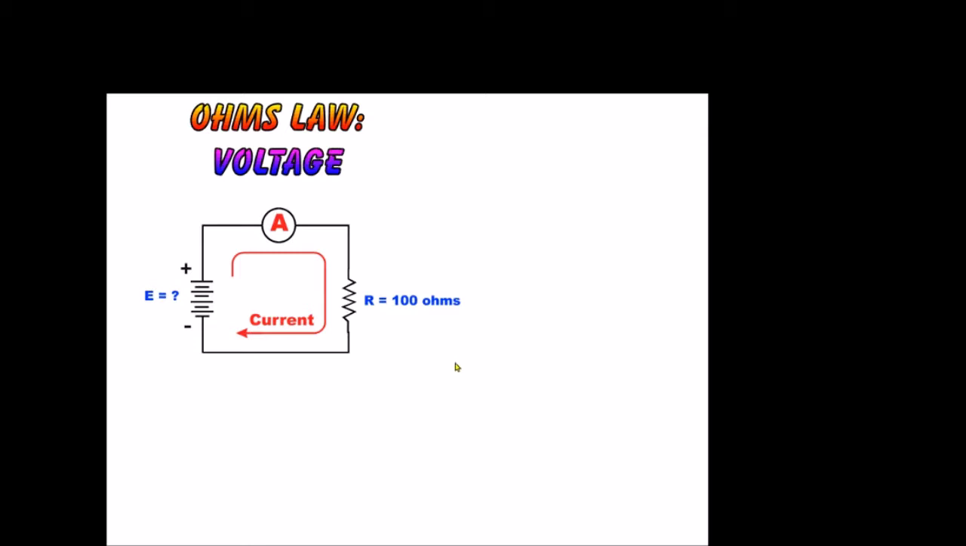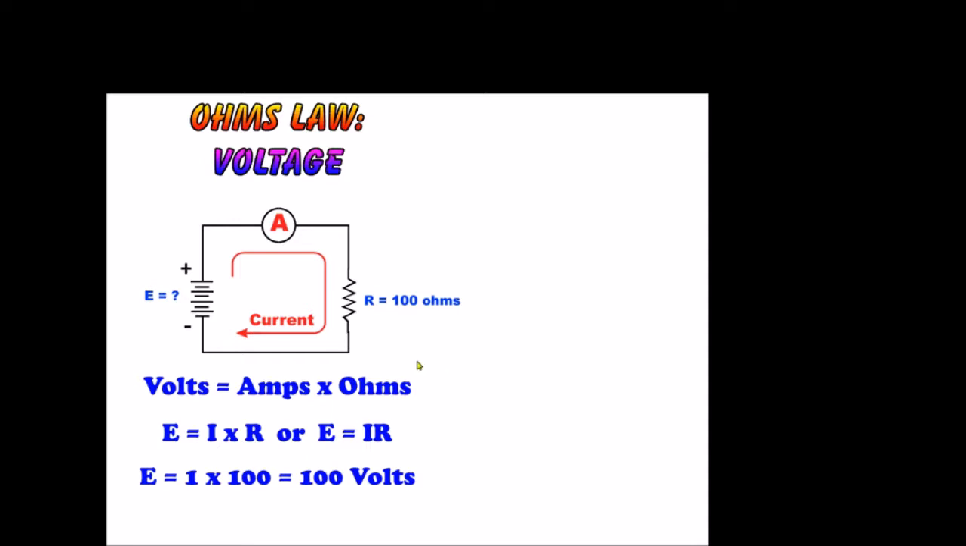Okay, so here's our Ohm's law voltage. If we have 1 amp of current flowing and we have 100 ohms of resistance, we use our voltage formula. Our volts equals amps times ohms. We plug in our numbers.